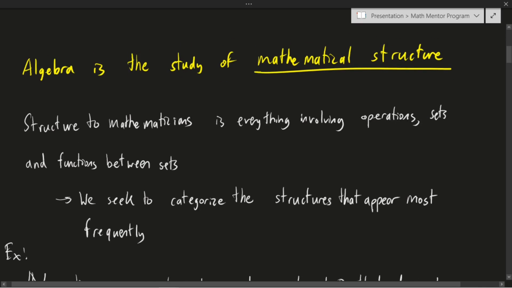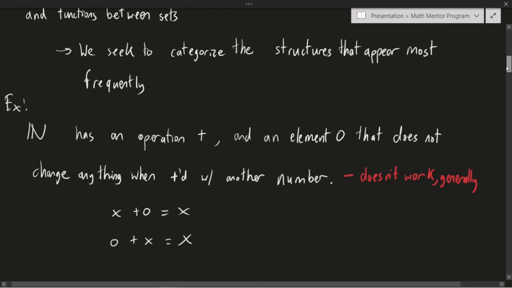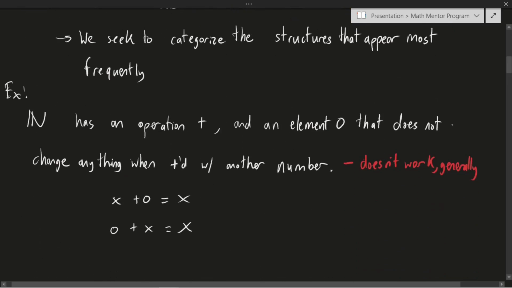What this means to mathematicians is that we're looking at things that involve operations, sets, and functions between the sets. And the reason why this is important is because we want to categorize these structures that appear most frequently. If we can do that, then one might hope that that would allow us to be able to spot those structures more easily and then infer some things about them because they have common elements.